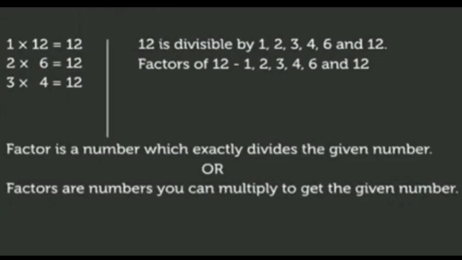So, if we combine both the definitions, we can define the factor as a number which exactly divides the given number, or factors are the numbers you can multiply to get the given number. It means that we can write the factors in terms of multiplication as well as division, like here 1 into 12 is equals to 12, 2 into 6 is equals to 12, 3 into 4 is equals to 12. So, 12 is divisible by 1, 2, 3, 4, 6 and 12. So, the factors of 12 are 1, 2, 3, 4, 6 and 12. So, this was all about the definition of factors that we have studied.